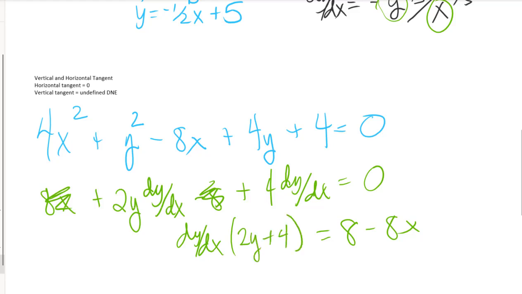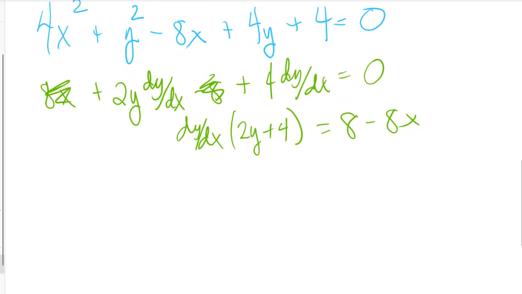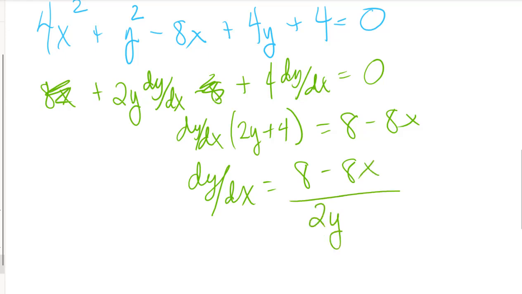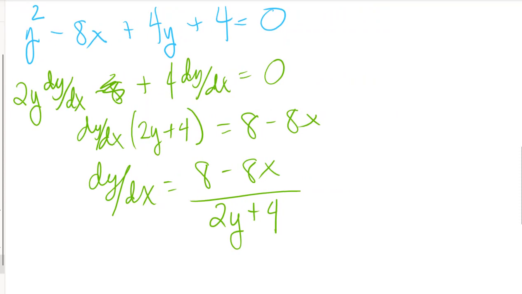I kind of skipped a step from what we did the other day just to save time. To solve for dy/dx, you're going to have 8 minus 8x all over 2y plus 4. So that's the derivative implicitly.